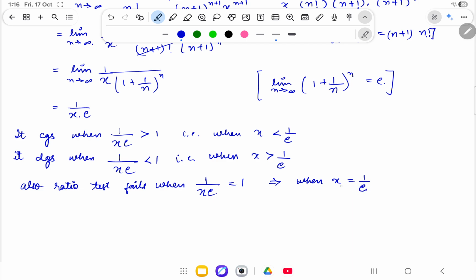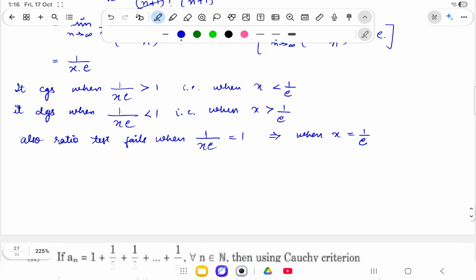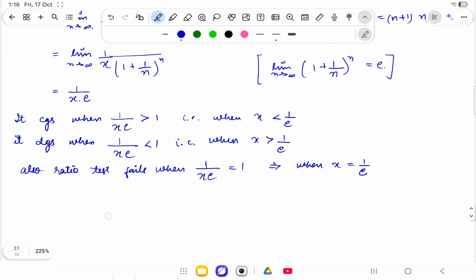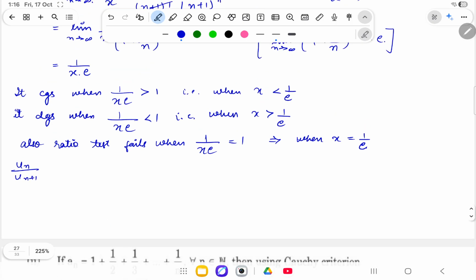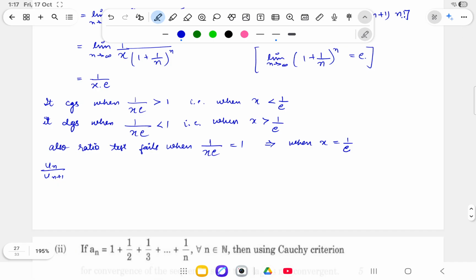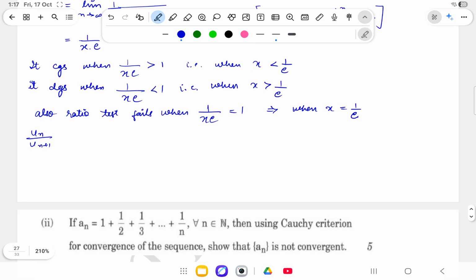Now we need to separately check for this case, when x is 1 by e, what will be the behavior of the given series. So if you see the term that we have evaluated, basically this term un by un plus 1 involves an exponential term. So the best test that comes in handy in such cases is basically the log test. So what does the log test say?